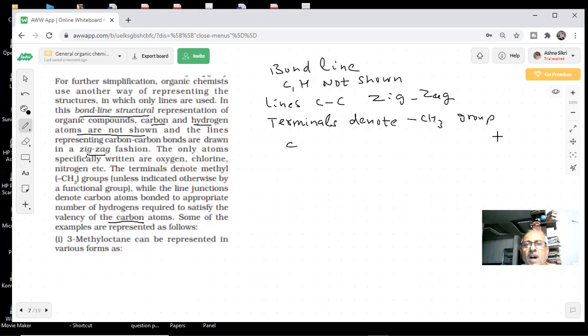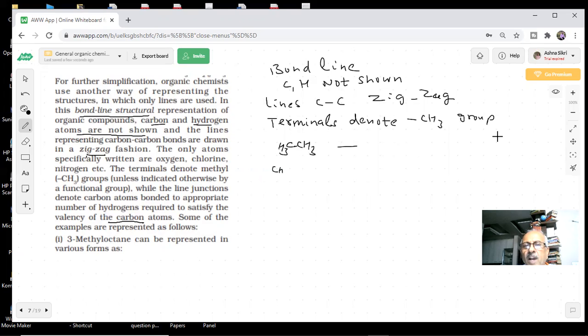Supposing I have this compound. This is a condensed form. So I can put it like this. This is a bond line form of this, yes or no? This is carbon, and what are terminals always? Methyl. This is methyl. There is a bond between them.